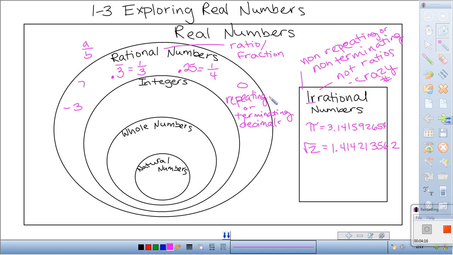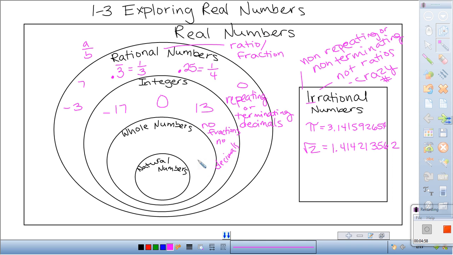Okay, so let's move in one more to integers. All integers are rational numbers. But as we go down in the circle, we get a little more specific. So integers are rational numbers, but integers exclude all fractions. So integers are negative numbers, positive numbers, 0, but no fractions, no decimals. So let's write that in there: no fractions, no decimals.